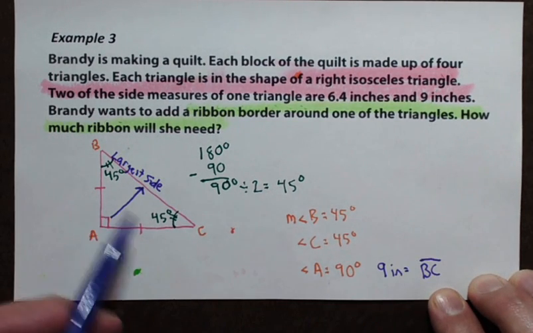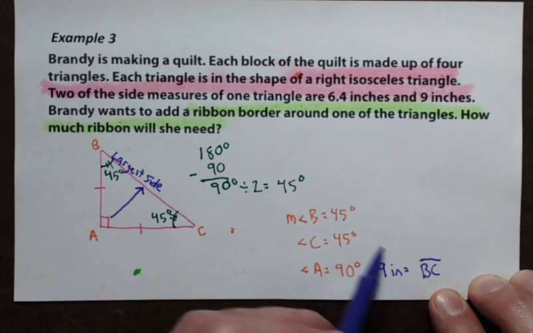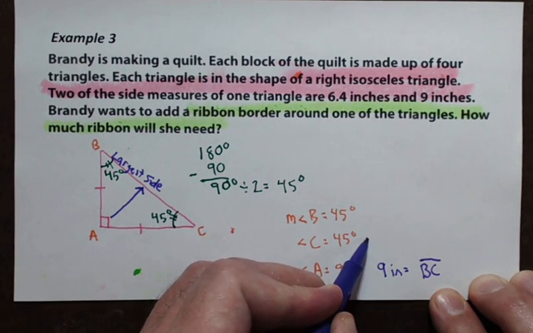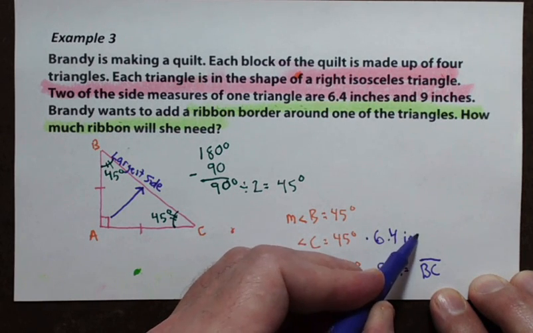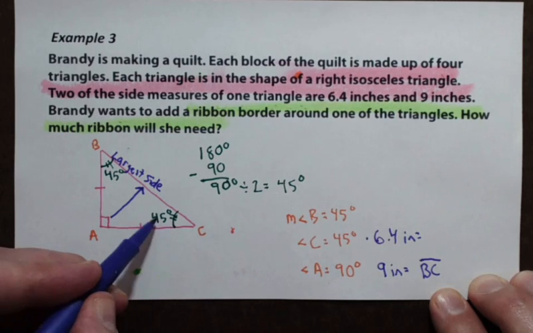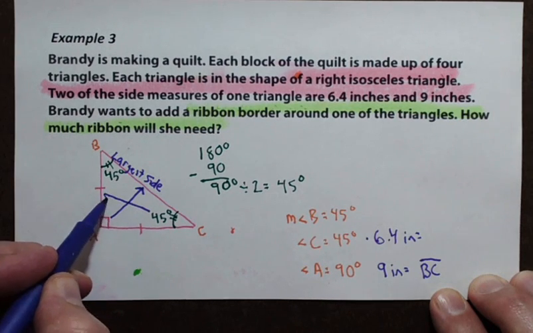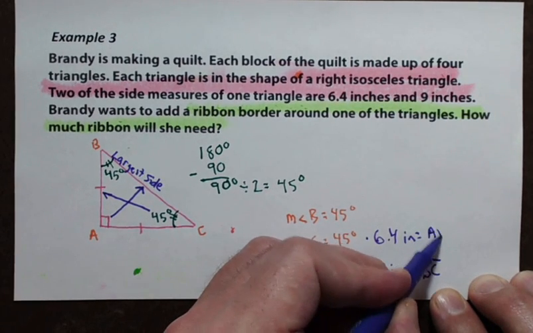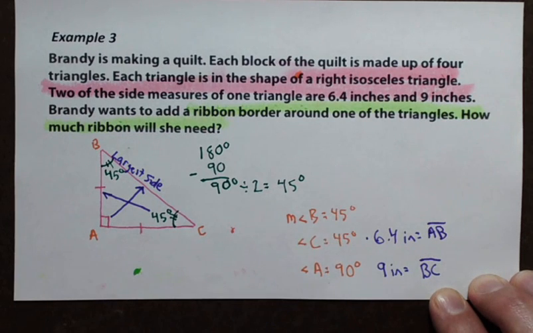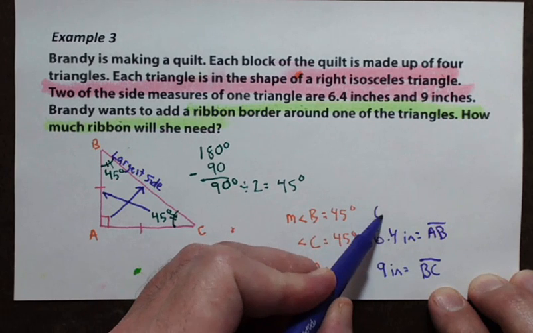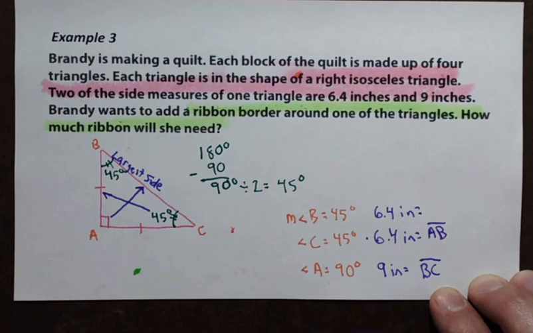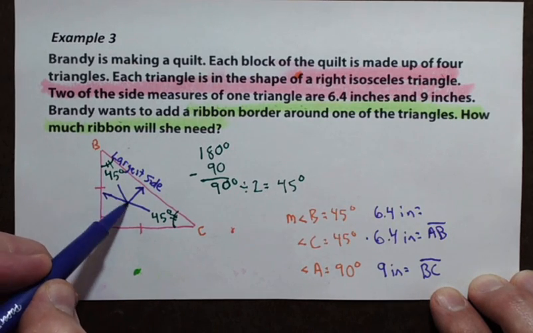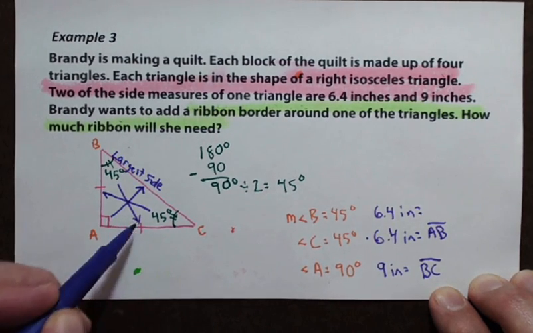Okay, so I'm just going to arbitrarily pick 6.4 inches for one of these other ones. So let's say 6.4 inches is equal to, and this is angle C, which is line AB. But guess what? Line AB and AC are equal to each other. So this also has to be 6.4 inches. And that's line AC.